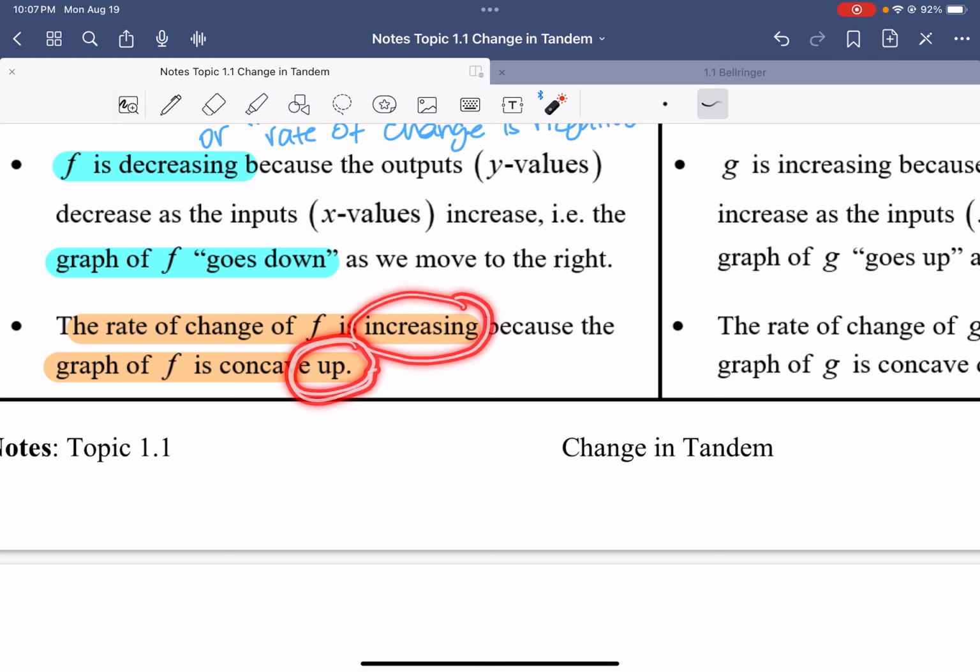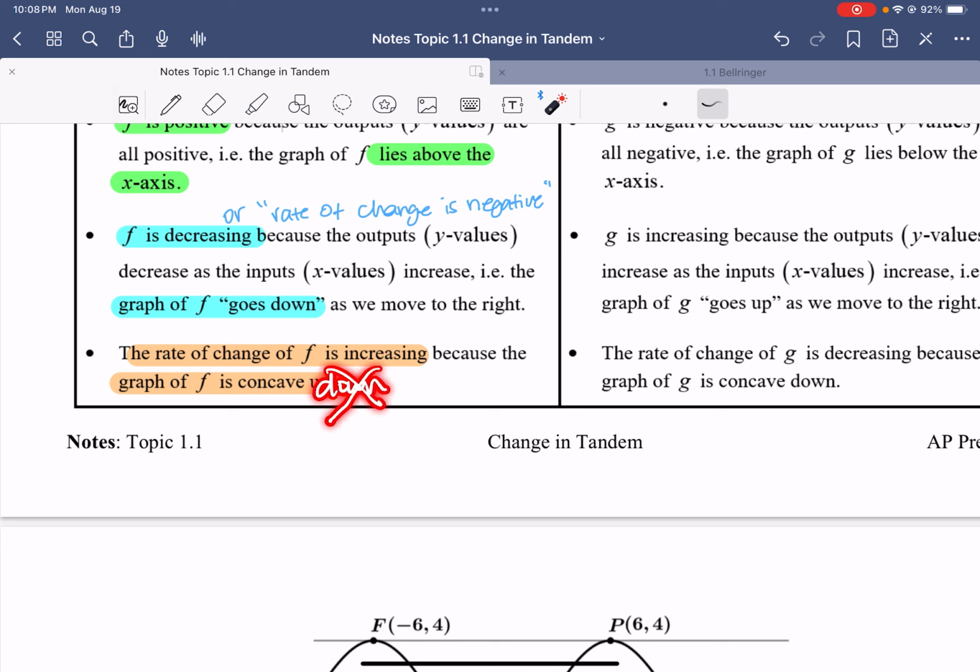Okay, so what I don't want you to say is the rate of change is increasing because the graph is concave down. That would be wrong. Notice that these two words are contradictory. Okay, let's try another example.